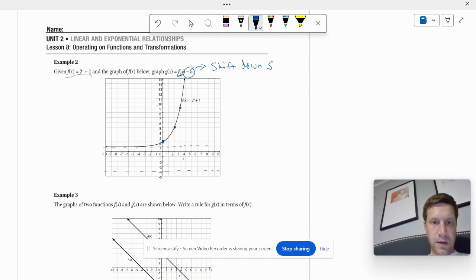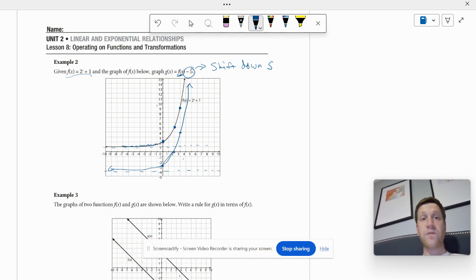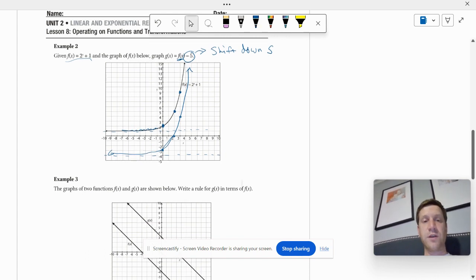And then this point here at 0, 2 is going to go 1, 2, 3, 4, 5, down here to 0, -3. This one here at 2, 5 goes down to 2, 0. And the point here at 3, 9 will go to 3, 4. So I don't know any of the points on this piece over here, but I know it's getting closer to the asymptote. And it would look something like that. So I've shifted f of x down 5 to get g of x.